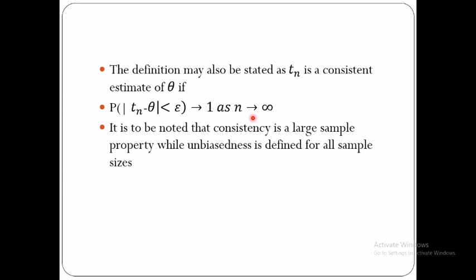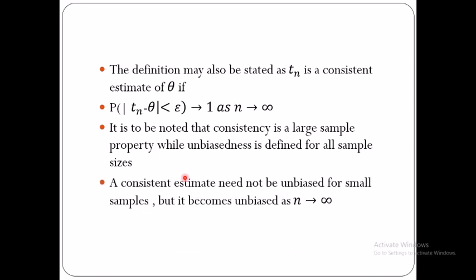It is also noted that consistency is a large sample property. Usually it comes in the case of large samples, while unbiasedness is defined for all sample sizes. Okay, so unbiasedness we have studied earlier. And one more point that I have to stress over here is that a consistent estimate need not be unbiased for small samples, but it becomes unbiased as n tends to infinity.